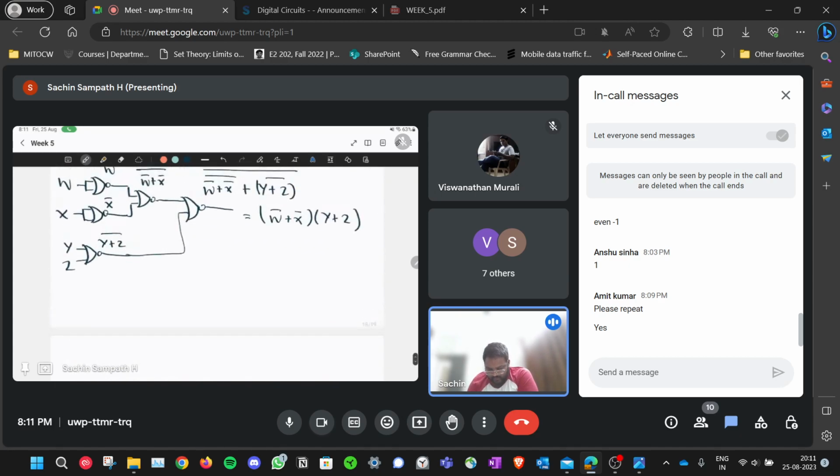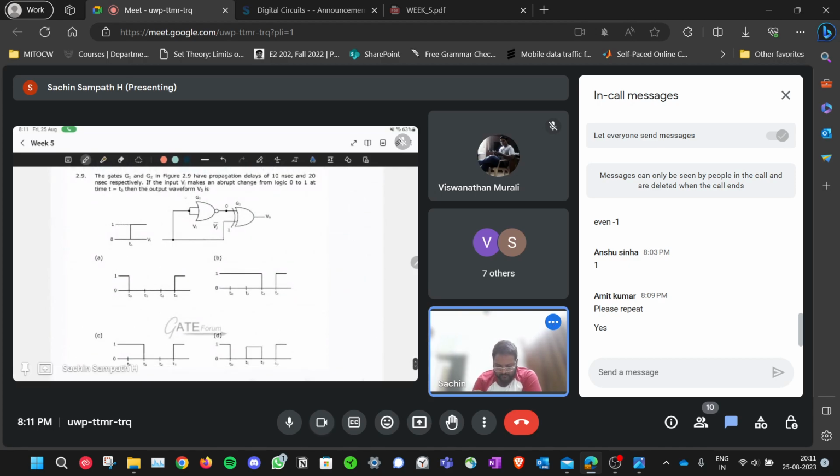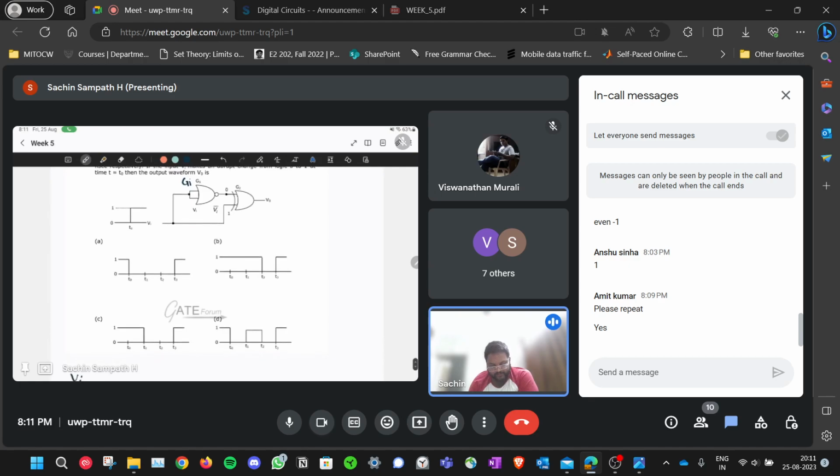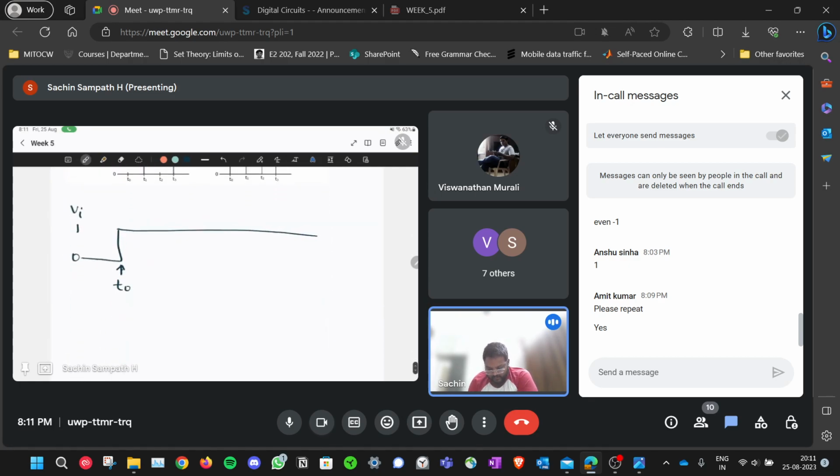Now this input is given to gate G1. G1 is a NOR gate connected to the same input. So Vi is connected here. So Vi plus Vi is nothing but Vi bar, because A plus A is equal to A in Boolean logic. So you have Vi bar as the output of G1. Initially, since Vi is 0, Vi bar will be high, right? And at T0, Vi goes high, so Vi bar should go low.